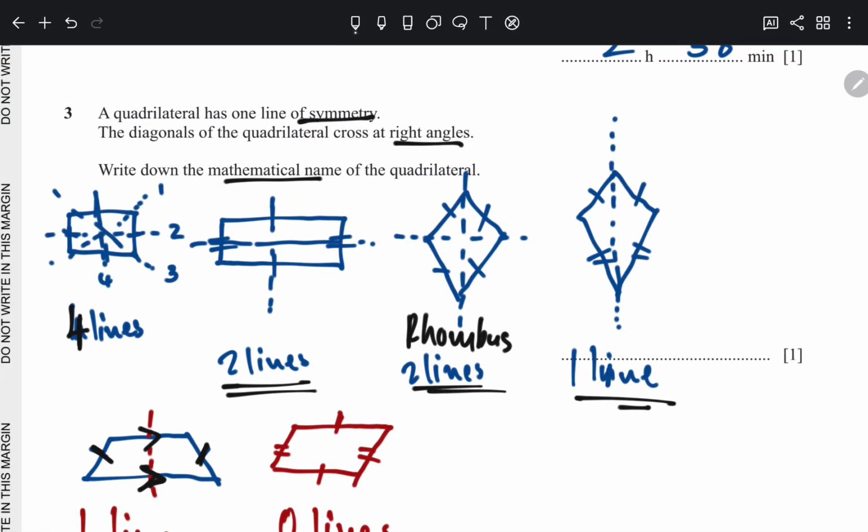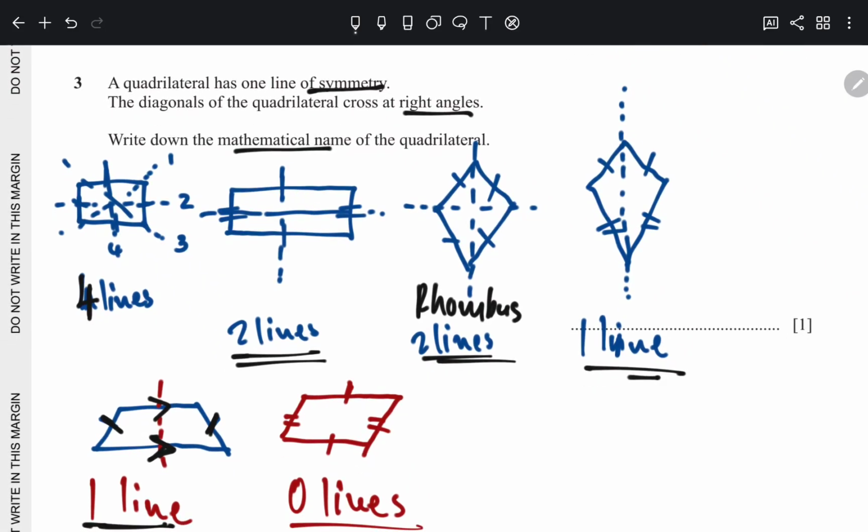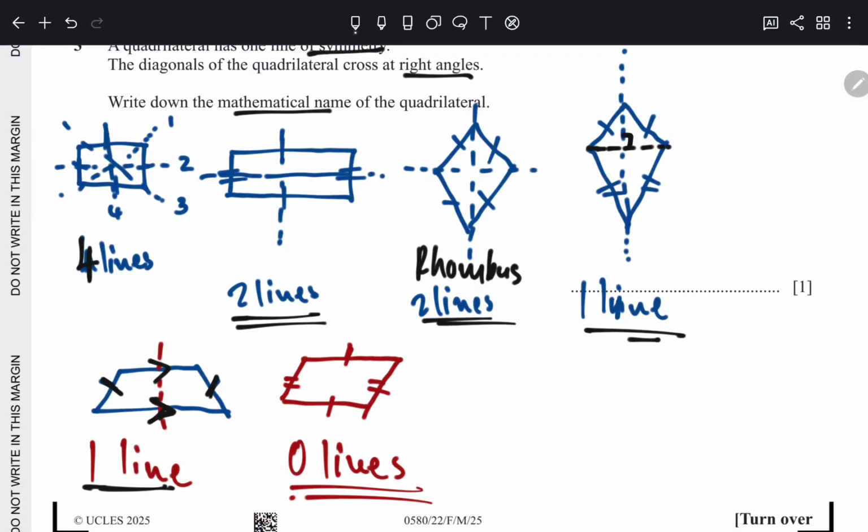So here they said it has 1 line of symmetry. So it can either be a kite or an isosceles trapezium. But they said that diagonals cross at right angles. So the diagonals like this can only be a kite, okay? If you put the diagonals of a kite, here they are crossing at right angles. These are the diagonals, okay? For this one, they wouldn't. So if I put this line and this one, they wouldn't cross at right angles. So that means this is going to be a kite. It can only be a kite.